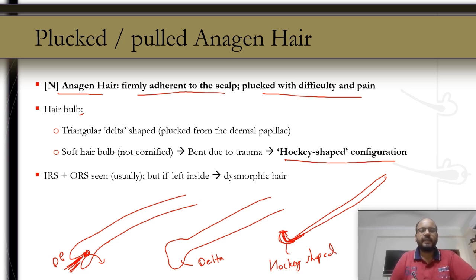Clear? The inner root sheath and outer root sheath are usually seen, but they may be left inside, and if they are left inside, it is known as dysmorphic hair. Dysmorphic hair is different from dystrophic hair. Dysmorphic hair means it is like normal hair, but it is just not growing properly for many reasons, while dystrophic means there is a pathological problem preventing the hair from growing normally. Clear? So the sheaths are seen in a plucked anagen hair. Why? Because in plucked anagen hair, the attachment between the different sheaths of the hair is very tight. It's very adherent, so when you pluck them out, all the sheaths come together.